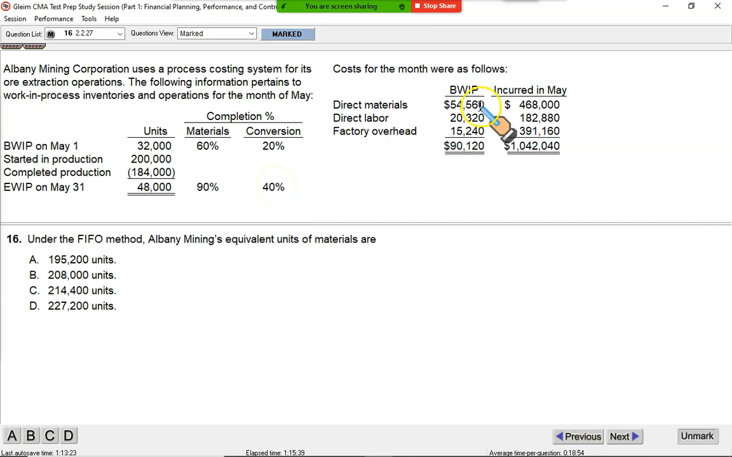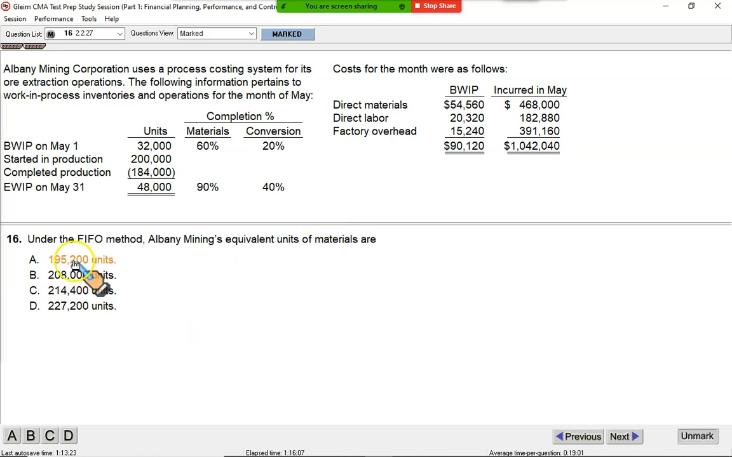The interesting thing is we have been given the details of material and labor in the opening work in process, and material, labor and conversion cost added during the month of May. Beautiful question. If you understand this question, your process costing is 100% covered, except for normal and abnormal loss.